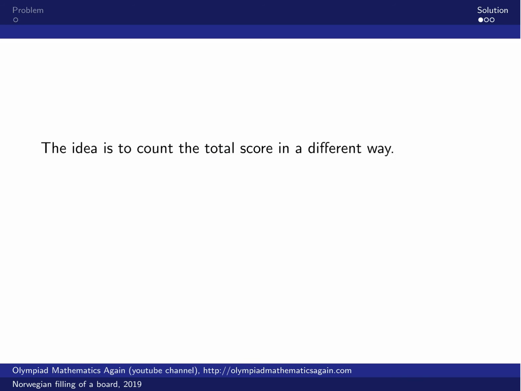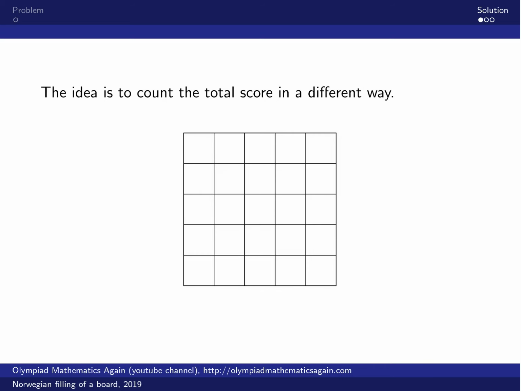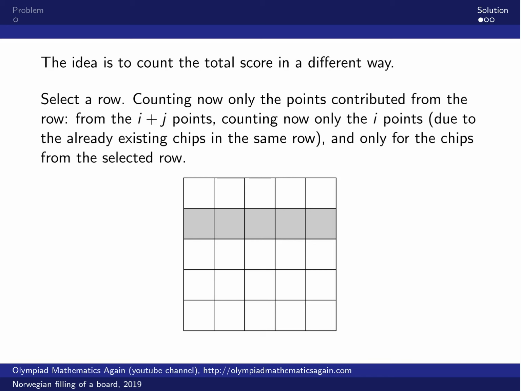Okay, so the idea is to count the total score in a different way. So we have the board, and let's select some row. It can be any row, and for now we are going to count only the points that are contributed from this row, meaning that for each chip that was put in this row, from the i plus j points we are counting now only the i points that are due to the already existing chips in the same row.